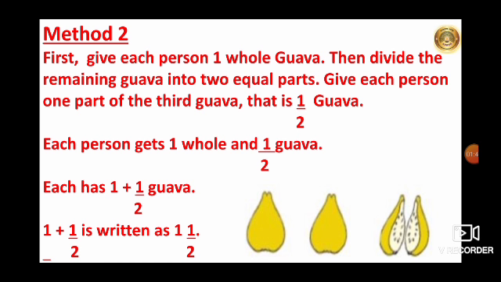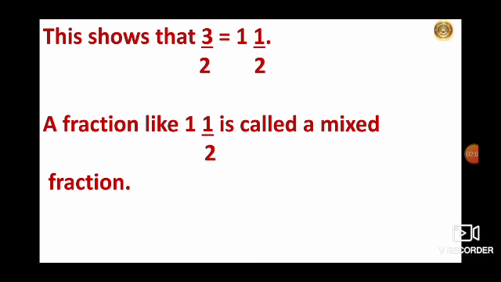So how many parts will one person get? They will get one whole and half of the guava. Each has 1 plus 1/2 guava. 1 plus 1/2 is written as 1.5. This shows that 3/2 is equal to 1.5. A fraction like 1.5 is called a mixed fraction.